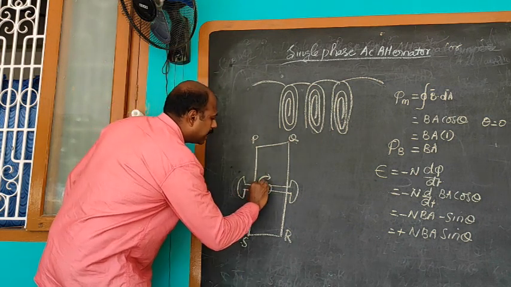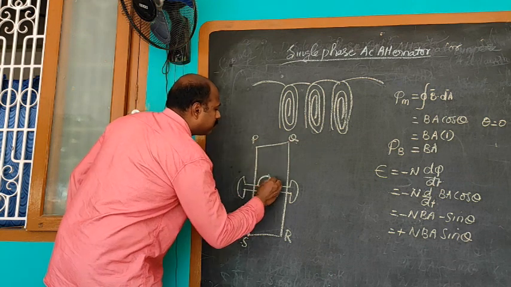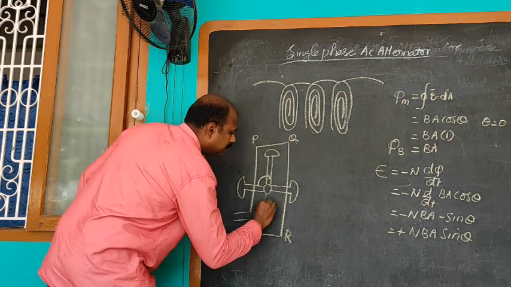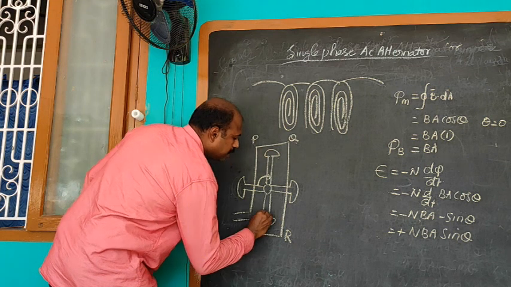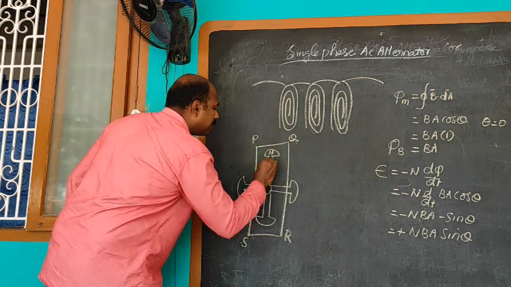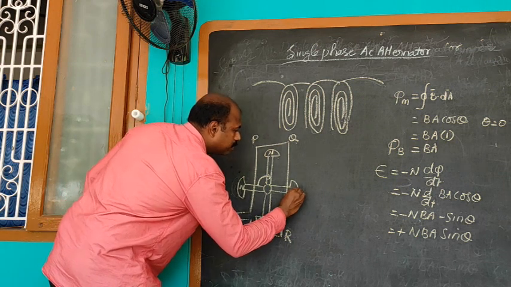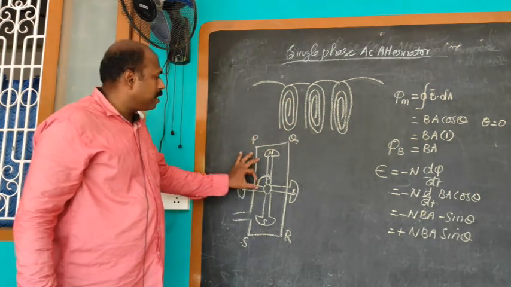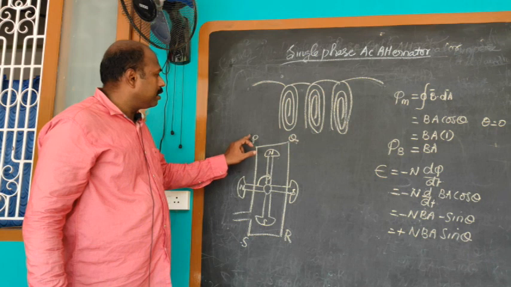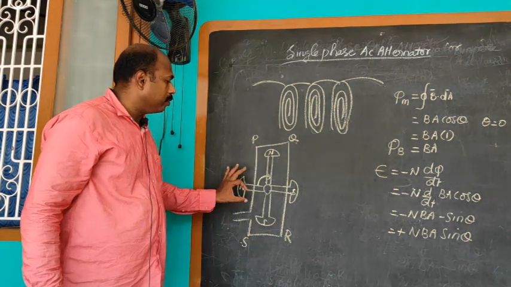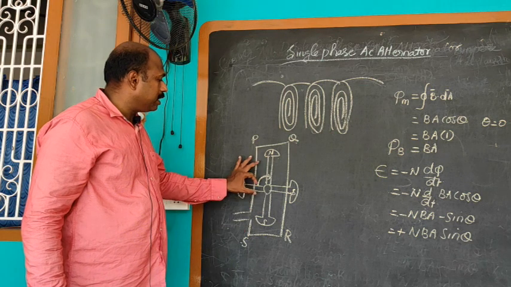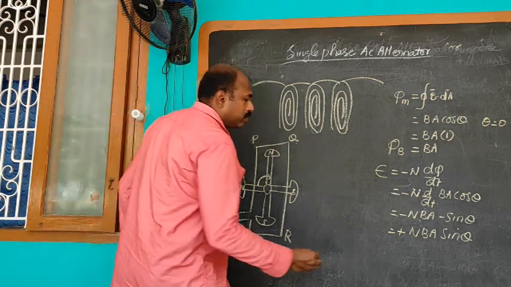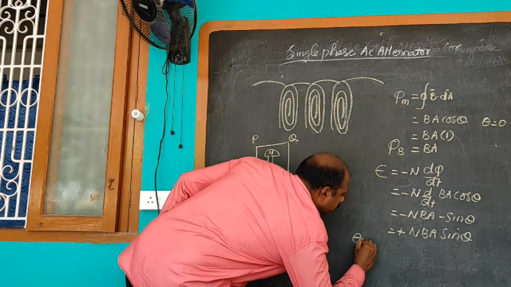Then consider that the rotor is rotated through an angle of 90 degrees. When it is rotated by 90 degrees, it will come to a new position like this, where this one is north and this one is south. Now the magnetic flux lines passing through the coil or loop PQRS should be 0, because both are parallel. That is why the magnetic flux passing through the PQRS area is equal to 0. So after the rotation, theta is equal to 90 degrees.